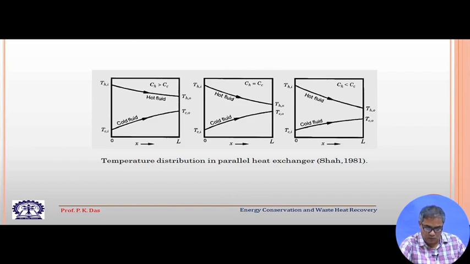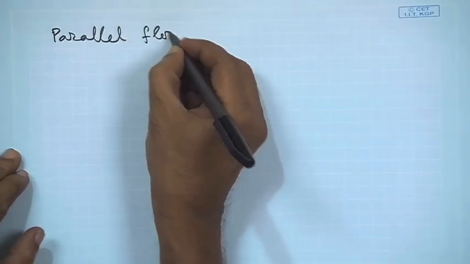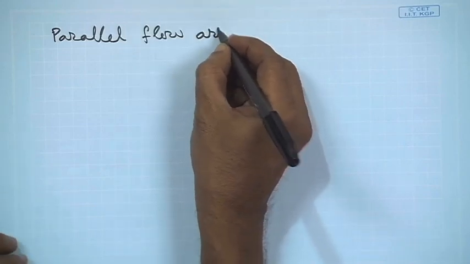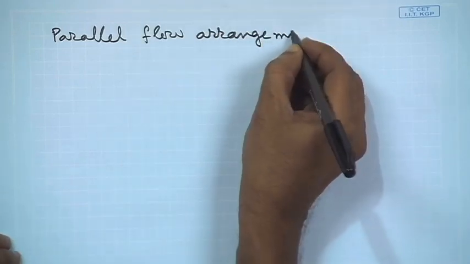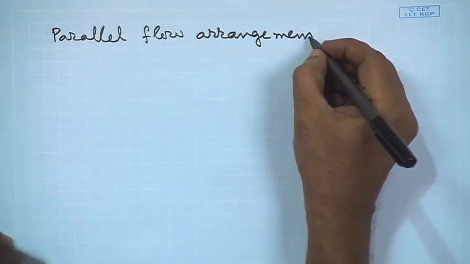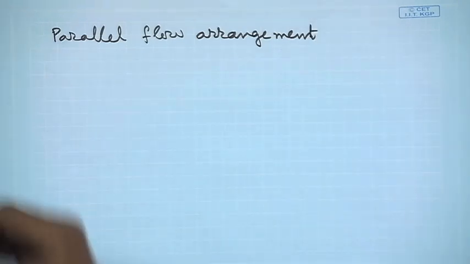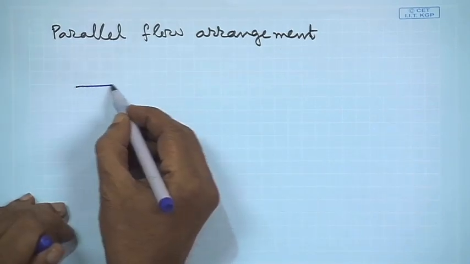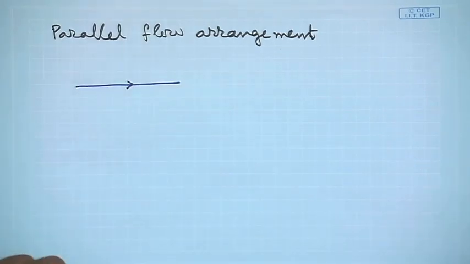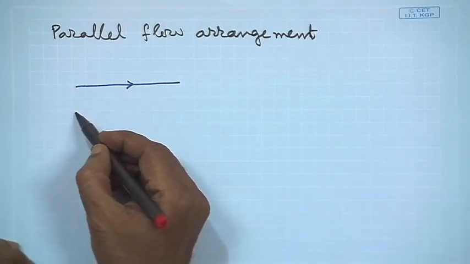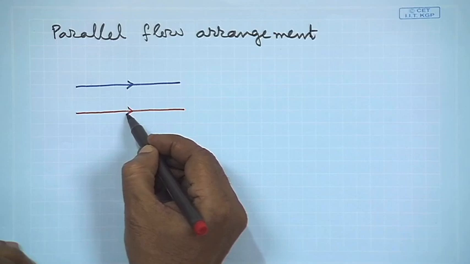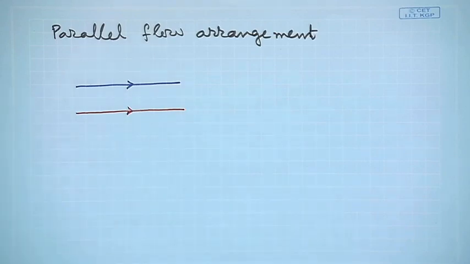So, in the parallel flow arrangement, let us say the cold fluid is flowing like this, and the hot fluid is also flowing in the same direction. So, this is your parallel flow. Now, in the parallel flow arrangement, both the fluids enter at the same end of the heat exchanger and go out at the other end of the heat exchanger.